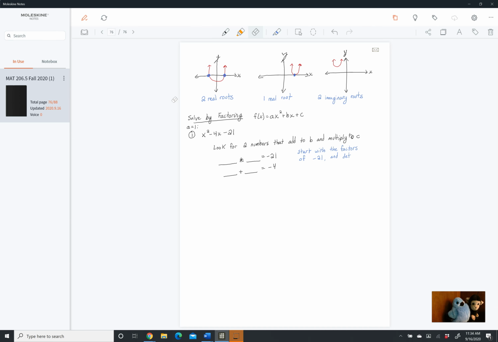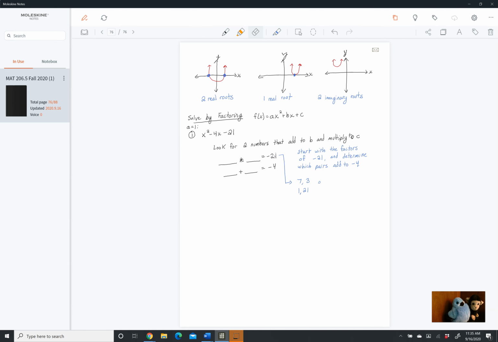Then you're going to determine which pairs add to negative 4. The reason for that is that there are actually an infinite number of pairs of numbers that will add to negative 4. There are only very few that multiply to negative 21. In fact, there are only 2 pairs that multiply to negative 21. You're either getting a 7 and a 3, or you're getting a 1 and a 21.